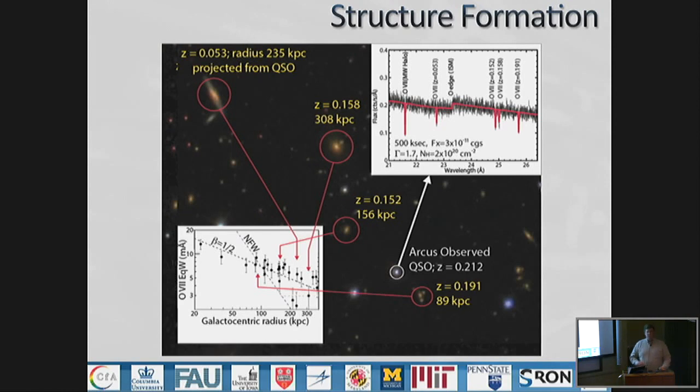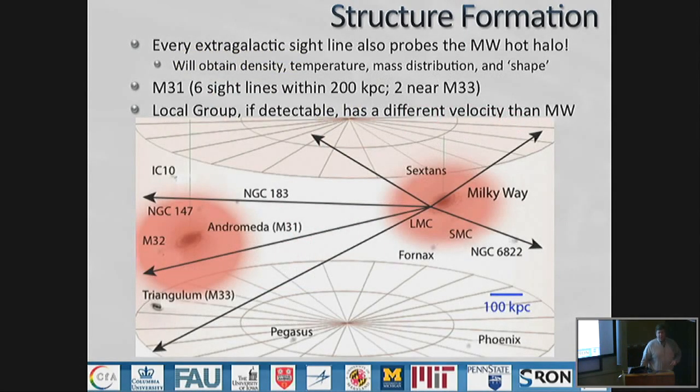Arcus will be going after material in the true intergalactic medium as well, but this is a topic that is much easier to come to grips with and to show that there are at least multiple realistic models to compare against. We can also do local stuff. Every extragalactic sightline, conveniently enough, also goes through the Milky Way. And we're going to get the density, the temperature, mass distribution, shape. We're also going to do this for, for example, M31. We've got at least 6 sight lines that go reasonably close to M31 towards reasonably bright AGN that we can get very nice measurements against.